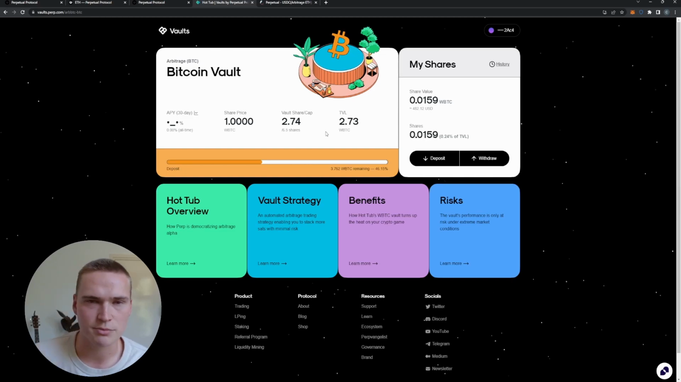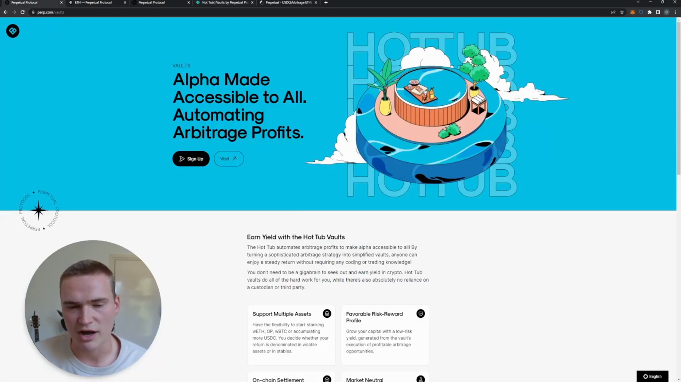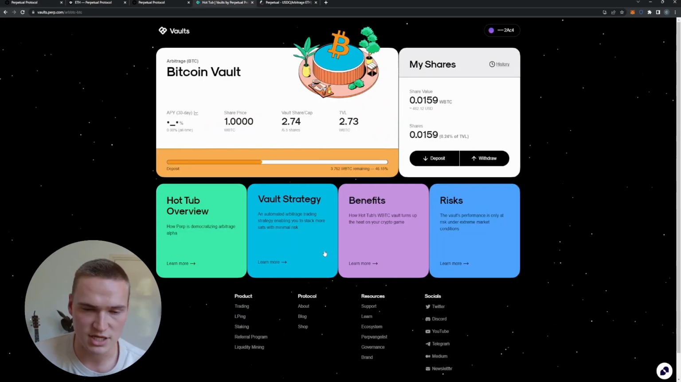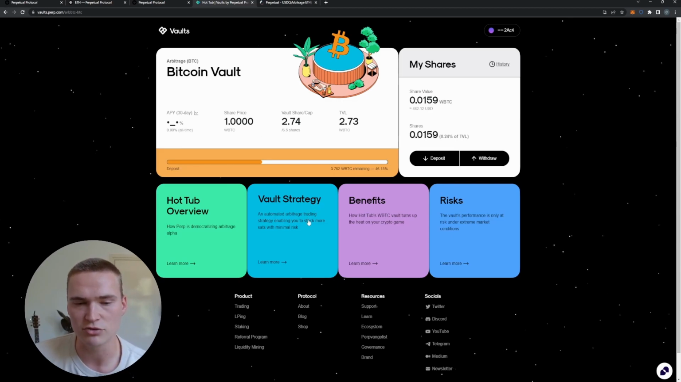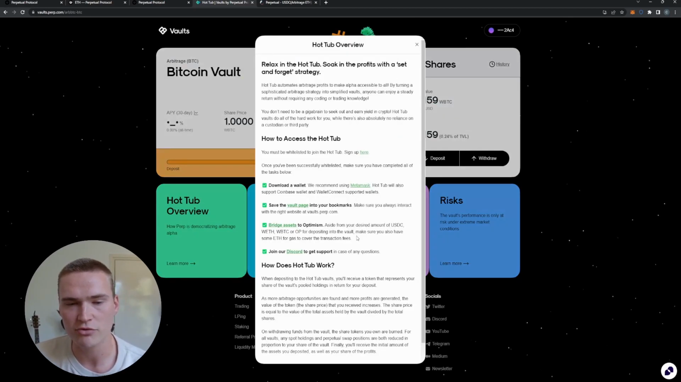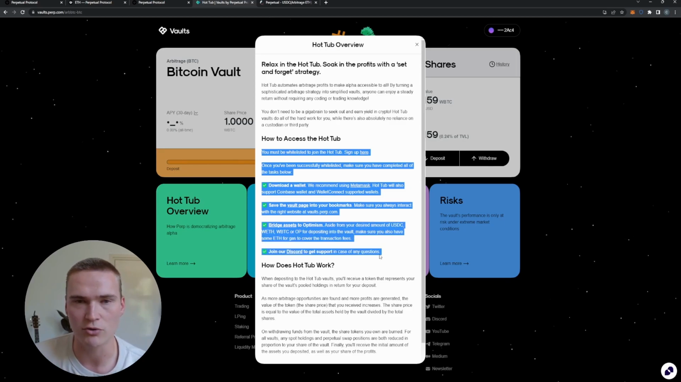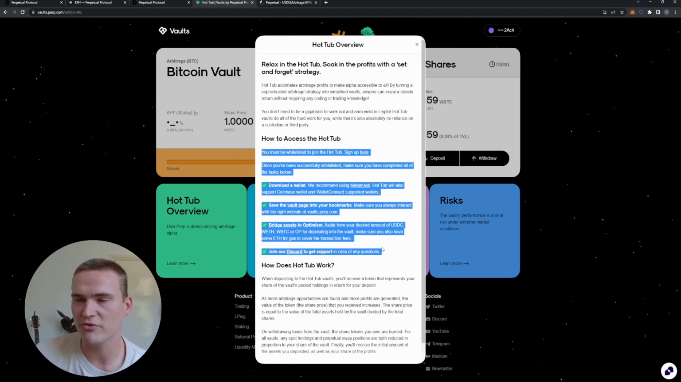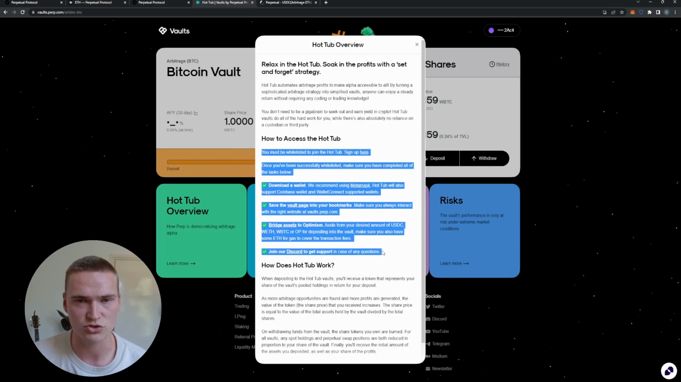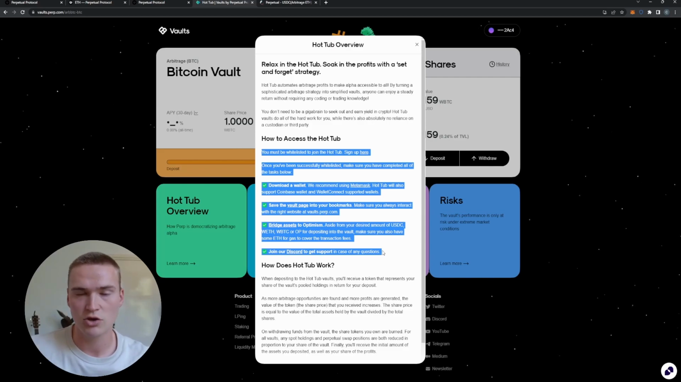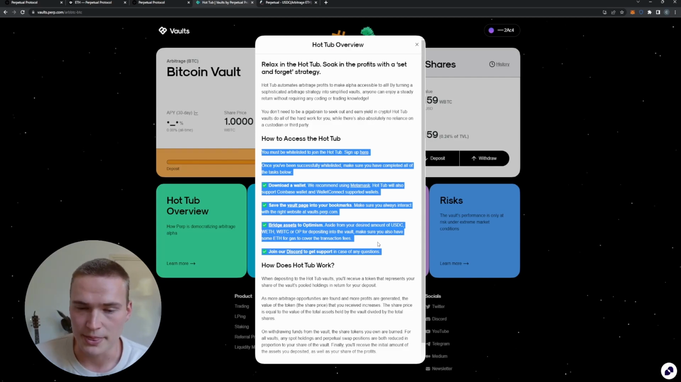So if you want to participate in this, like I said, you have to go to their website, press Vault, and sign up to get whitelisted. And then the only thing you want to do, it's very easy. You just press Vault and then click Hot Tub Overview, and there you will get a full tutorial on how to participate. Obviously you need MetaMask, a software wallet, to put the funds on Perpetual Protocol. And that's basically it.